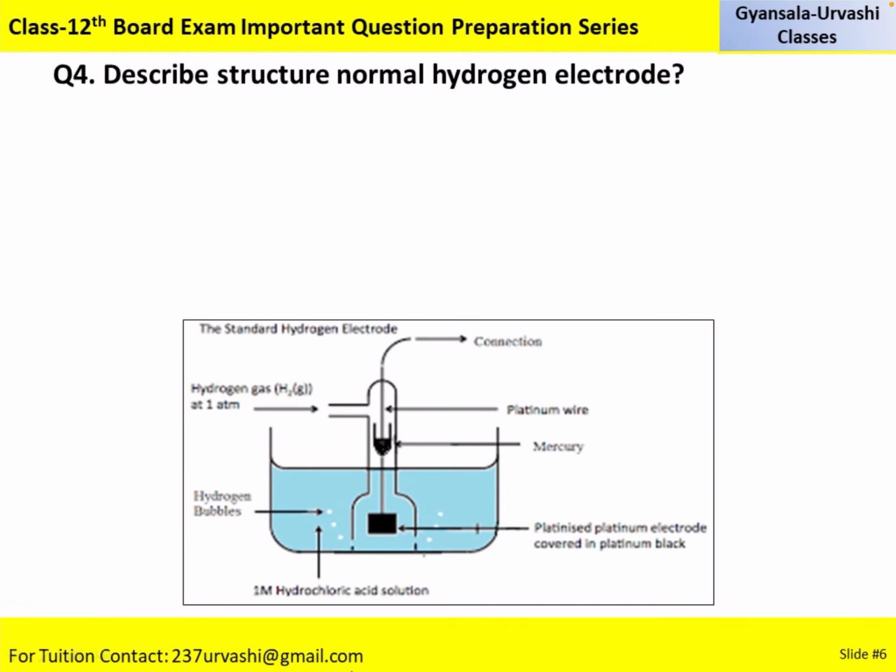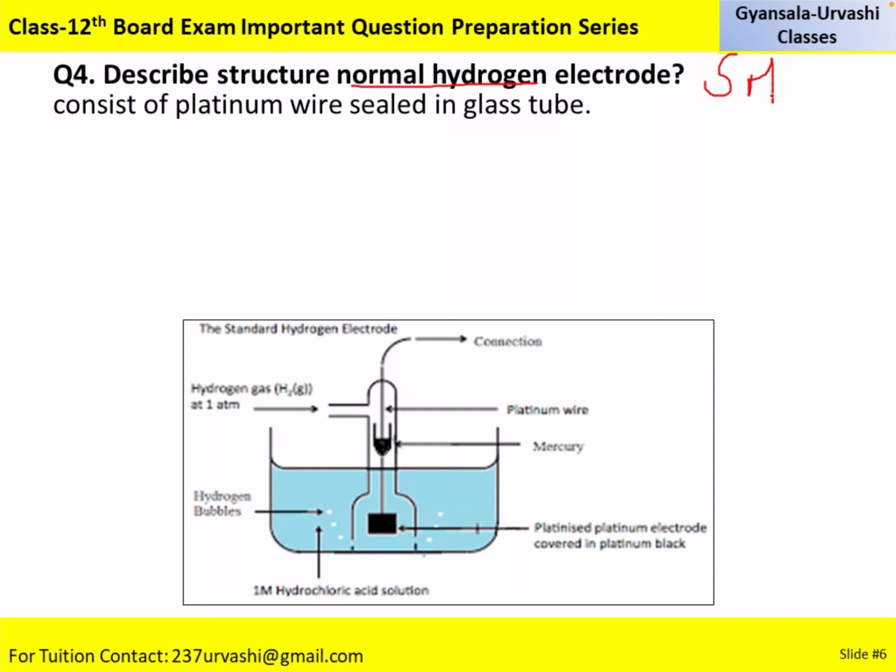Question number 4 is describe the normal hydrogen electrode. Done. I'll just switch to the first part. One thing which is clear is this normal hydrogen electrode is also known as SHE. In one of the questions I told you reduction potential is measured with the help of SHE. So SHE is what? It is the standard hydrogen electrode. Okay.